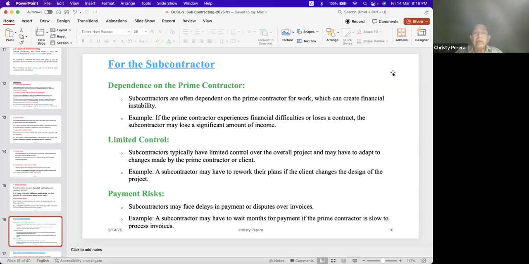For example, a subcontractor may have to revise their plans if the client changes the design of the project. First, the main client or main contractor will give some areas to the subcontractor to do. But midway, they will change the plans and ask the subcontractor to do that. So it's a problem for them. It happens, I mean, those design problems. You just imagine when the government changes, everything gets changed. In Sri Lanka, it's a real problem.